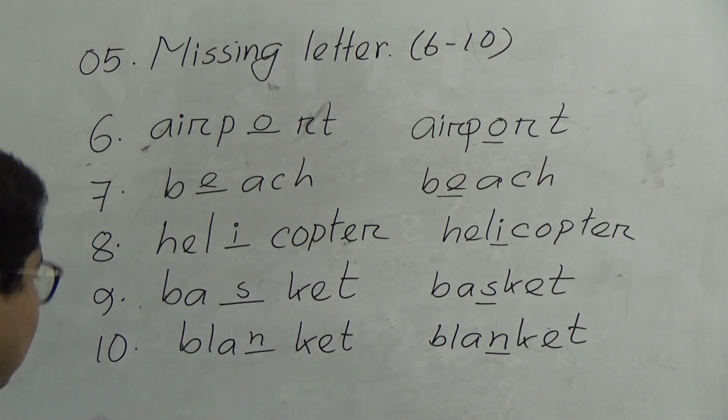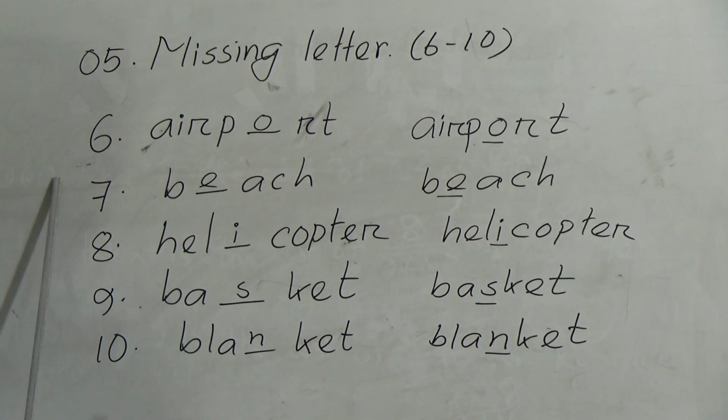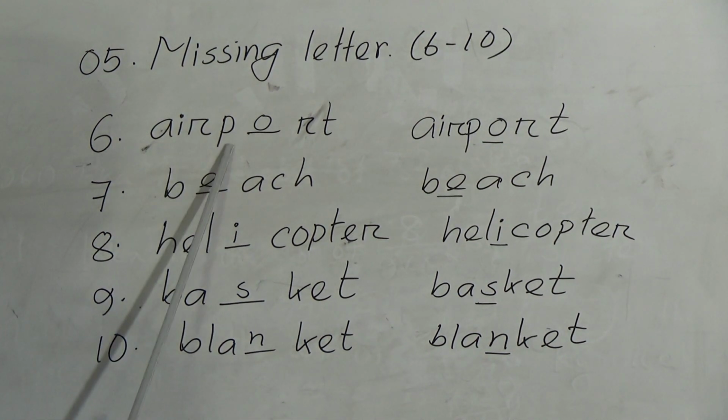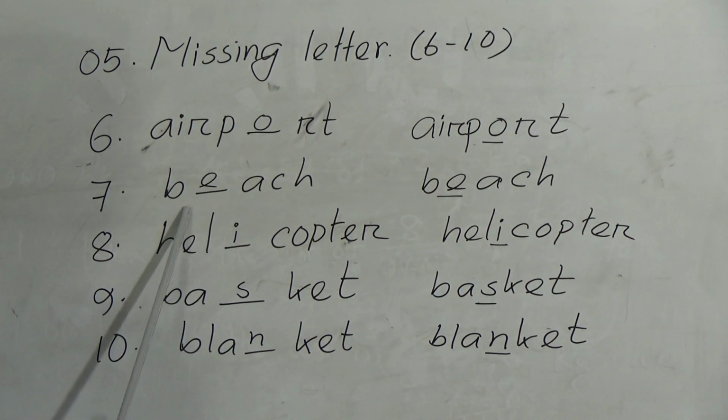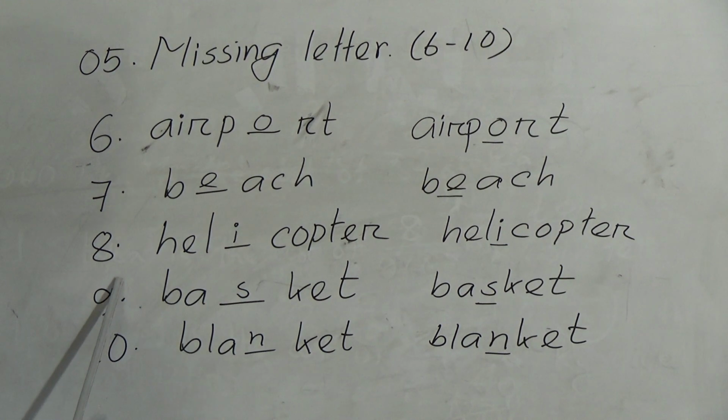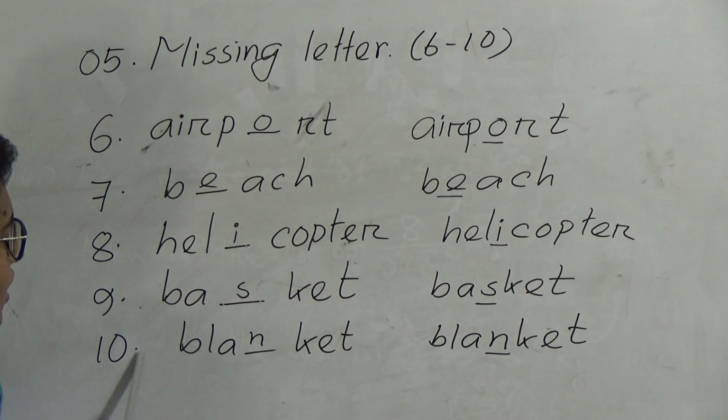So my dear students, let's read again. Missing letters 6 to 10. Number 6, airport, AIRPORT. O is missing. Number 7, beach, BEACH, beach. In this word, the letter E is missing. Number 8, helicopter, HELICOPTER. In this word, the letter I is missing. Number 9, basket. In this word, the letter S is missing. BASKET. The letter S is missing. Number 10, blanket. In this word, the letter N is missing.